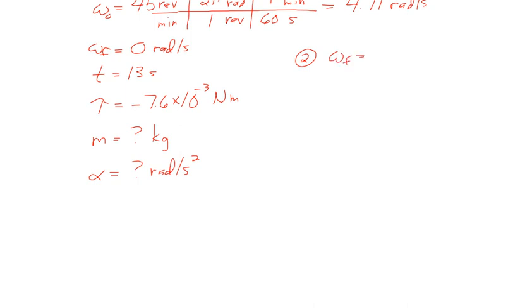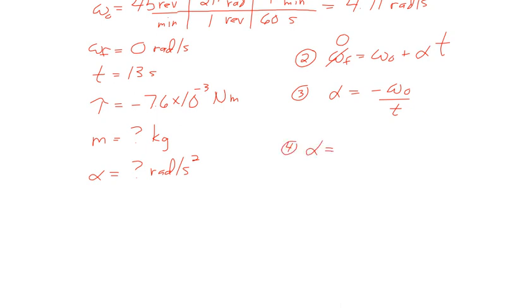Omega F equals omega O plus alpha T. And omega F is 0, and I'm solving for alpha. So alpha is going to be minus omega O divided by T. I'm going to move the omega O to the other side and then divide by the T. So there's my equation.